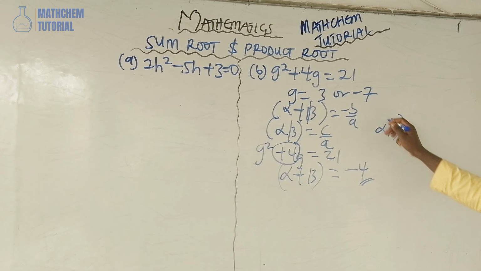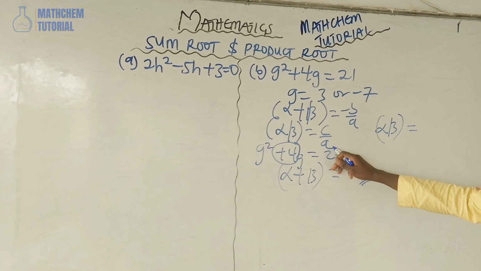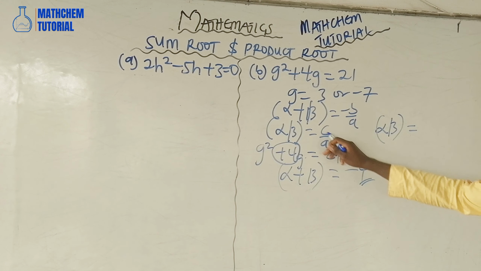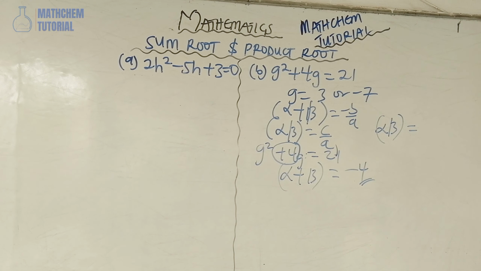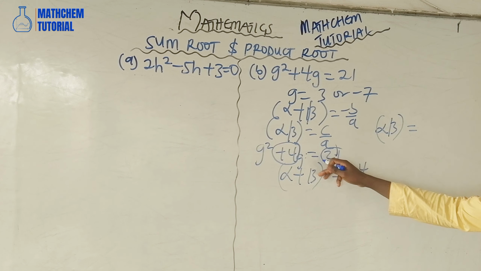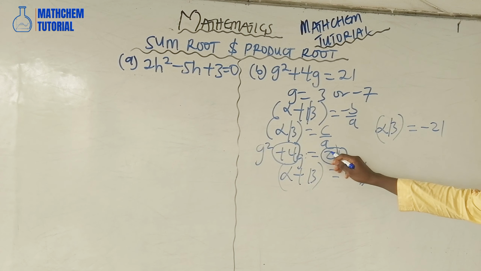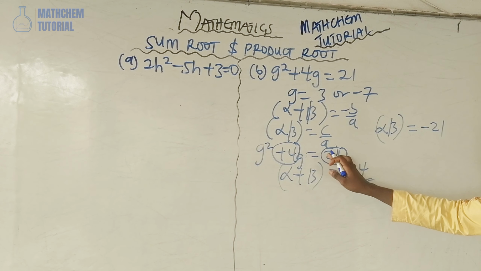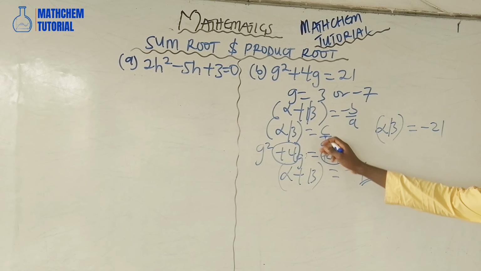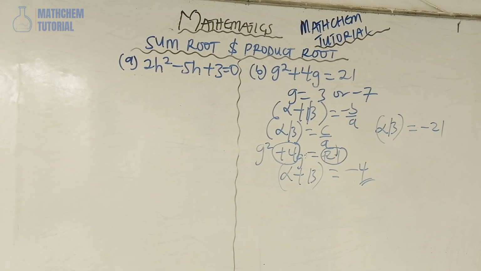Now, looking at alpha beta, that is alpha times beta. So alpha times beta will be equals to the multiplication of your roots. If you allow this 21 to come to this side, it's going to change to minus 21. So you're going to pick our answer from here, which is minus 21, by allowing this 21 to come to this side, whereby the plus is going to change to minus. Something like this: G square plus 4G minus 21 equals to 0.